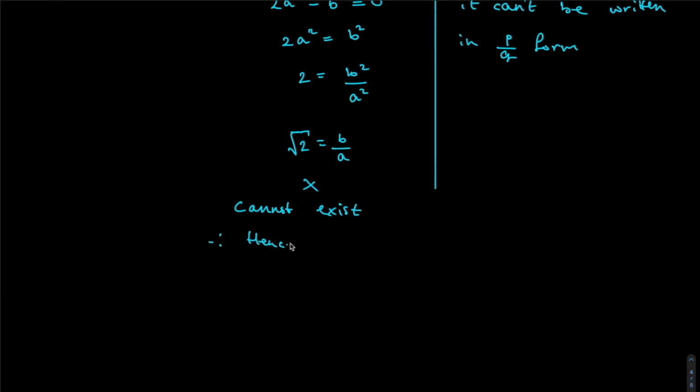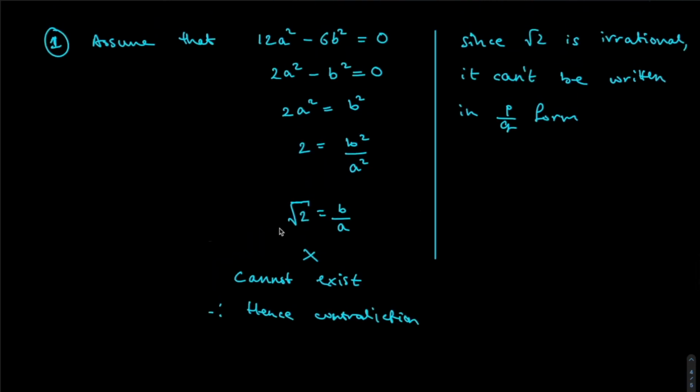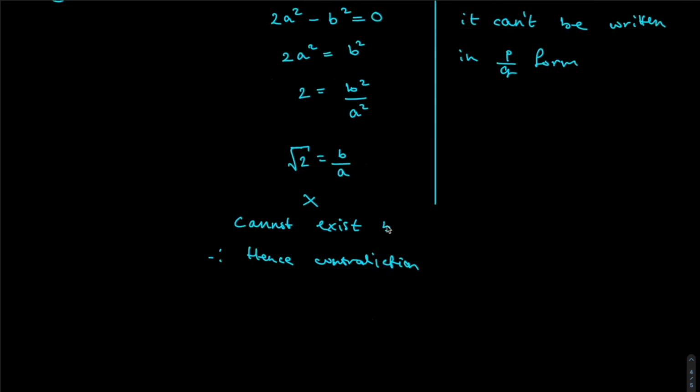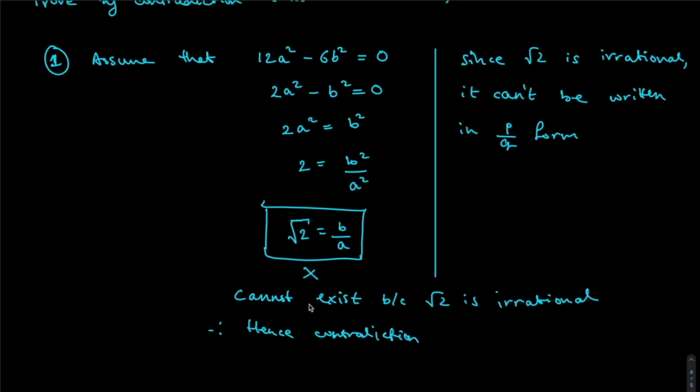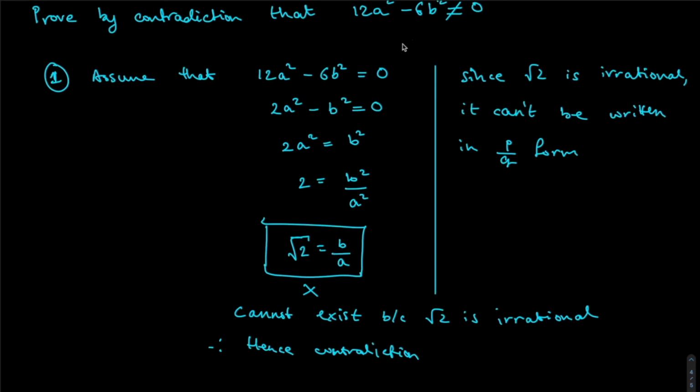Hence, we have a contradiction because we just assumed, right? Our assumption hit a barrier. And the barrier was that square root of 2 cannot be written in the form of b by a because it's irrational. Square root of 2 is irrational. Let me rewrite this. My handwriting's not that great. So, irrational, right? That's what we have. So, therefore, this assumption is incorrect. And thus, we have a contradiction, which means that our original statement is true, right?